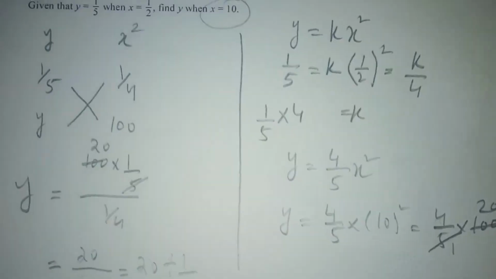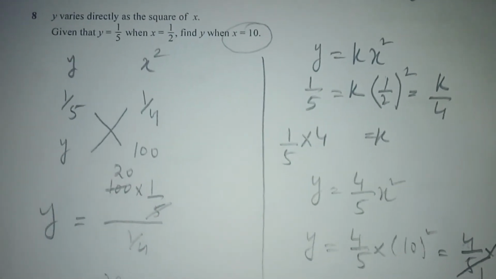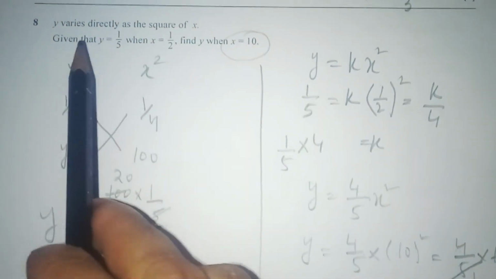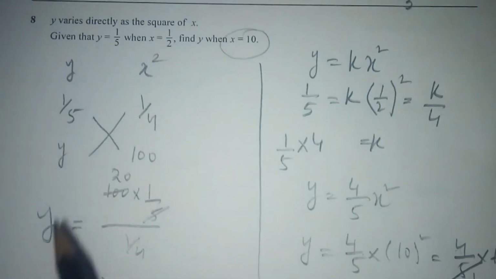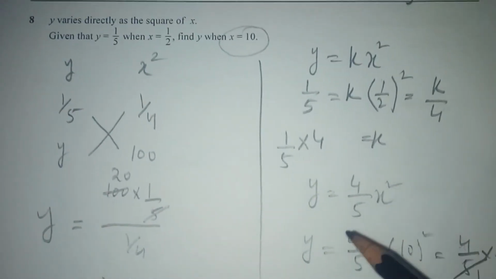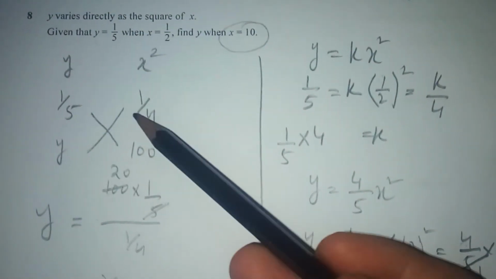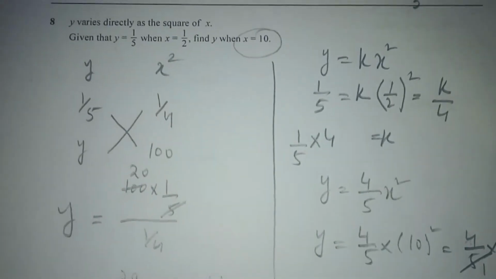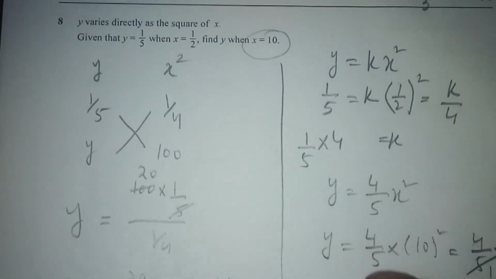So there are two ways. You can choose either of them, because it is not mentioned whether we should use the equation method or this cross multiply method. So it's up to you. Normally people prefer this method when an equation is not required here. Okay, so this question number 8 is finished.